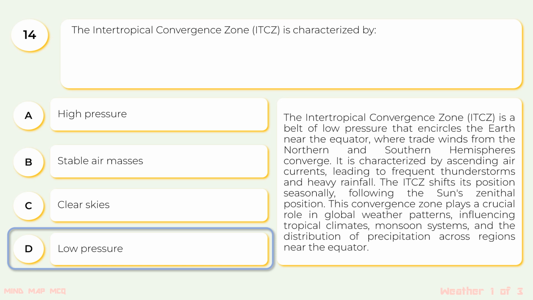equator, where trade winds from the northern and southern hemispheres converge. It is characterized by ascending air currents leading to frequent thunderstorms and heavy rainfall. The ITCZ shifts its position seasonally, following the sun's zenithal position. This convergence zone plays a crucial role in global weather patterns, influencing tropical climates, monsoon systems, and the distribution of precipitation across regions near the equator.